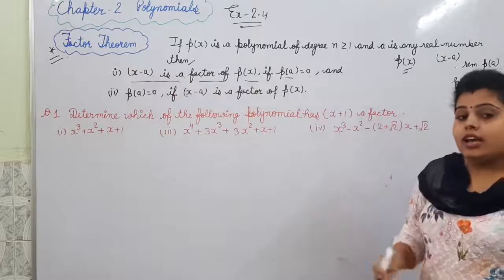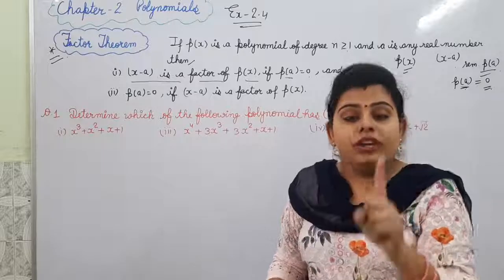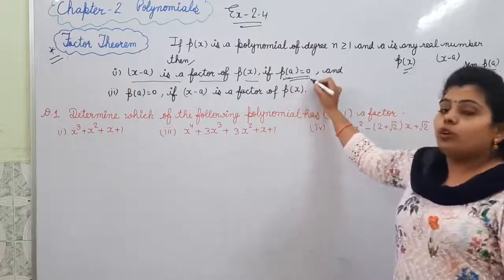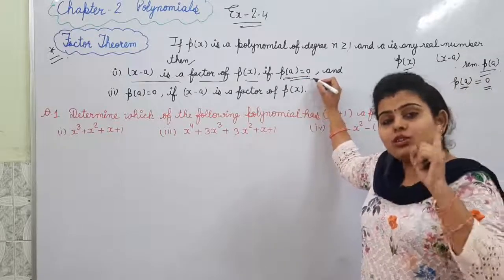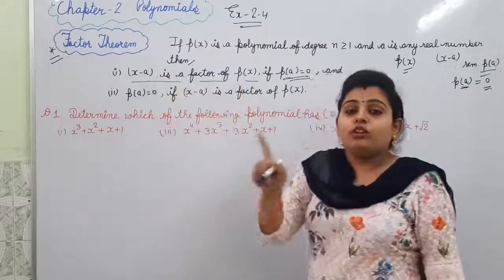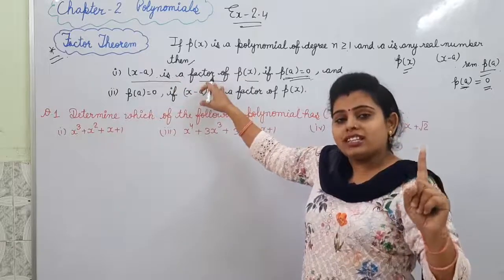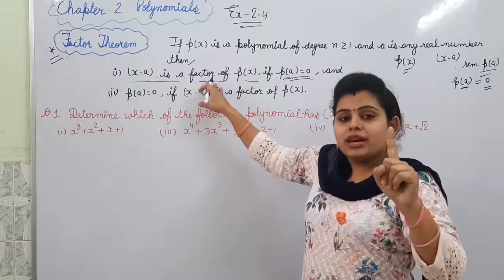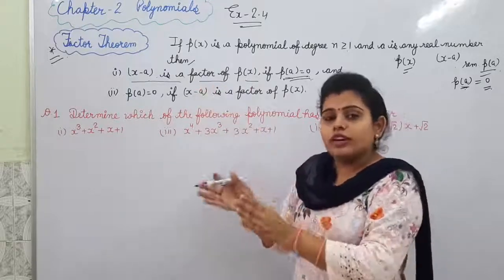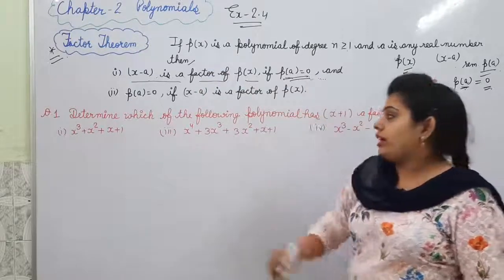First condition is this. x minus a will be a factor of p of x when p of a is equal to 0, meaning if we get remainder 0 there, then only x minus a is a factor of p of x. This type of question we have done in exercise 2.3 also. This concept we have studied in the last question. We have to check whether it is a factor of this p of x or not. I think there is no doubt in this line. Now come to the next point.